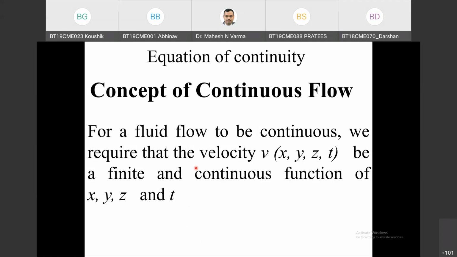So if I have a continuous fluid flow, velocity is a continuous function of x, y, z and time. There should not be any discontinuity in this model equation of velocity. Then only I can call it a continuous flow. This is the concept of continuous flow.